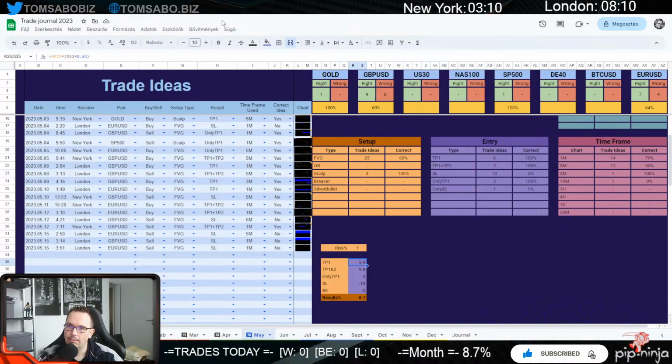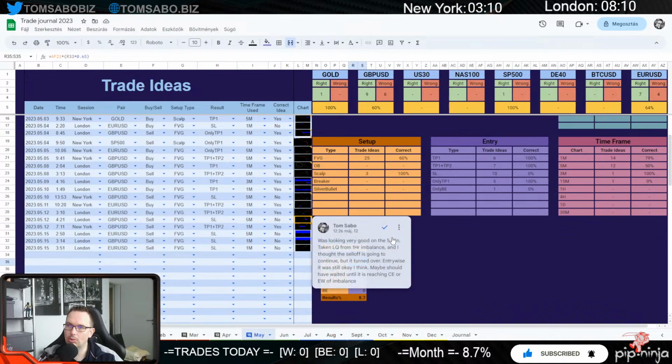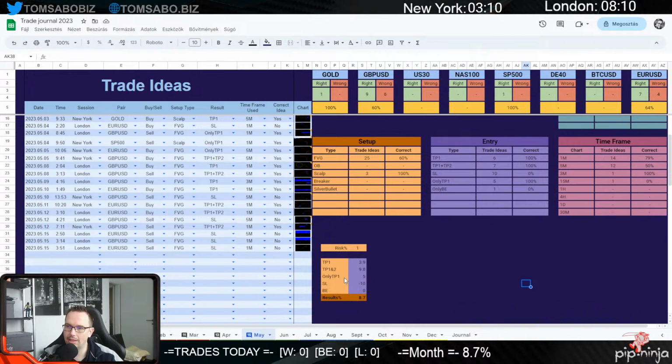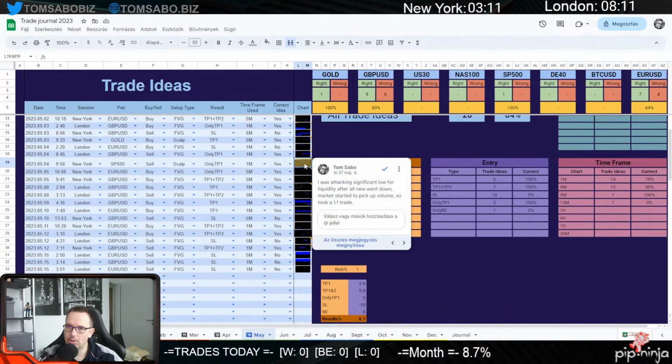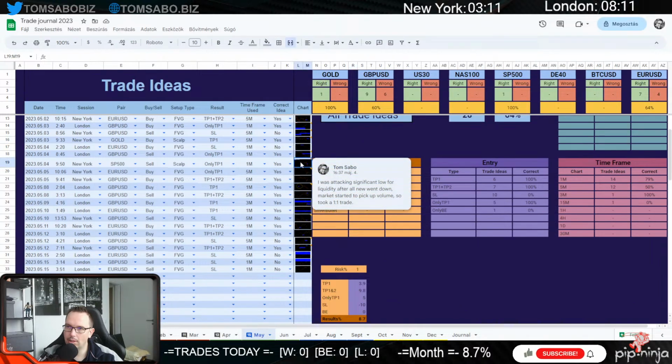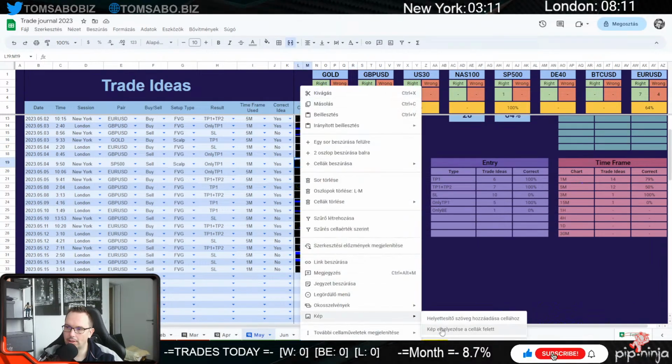And you know why? Because if I reach 1 to 1, I immediately go to break even. I know it's a little bit of gibberish. What this means, only TP1 means, let me just show you a chart. Why didn't I do that first?